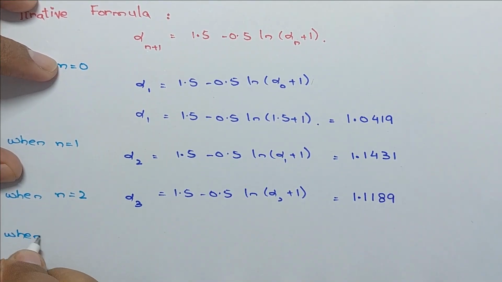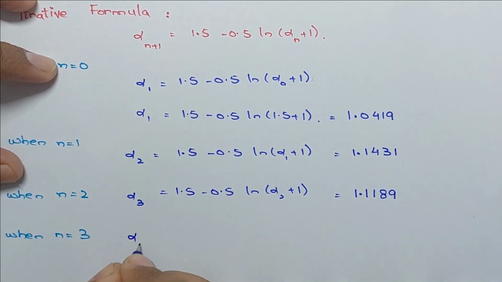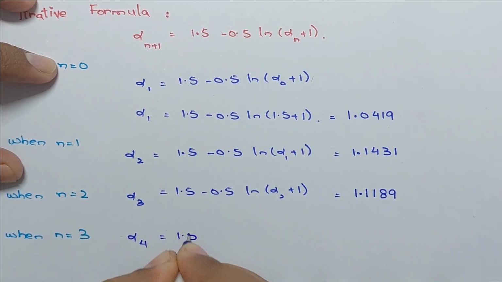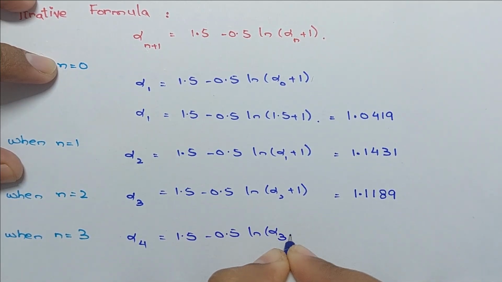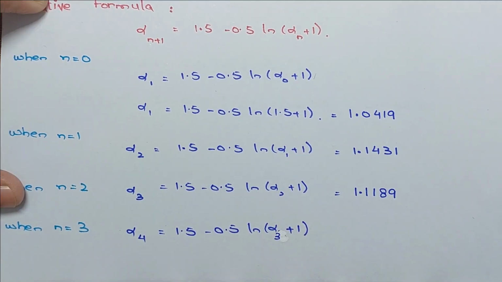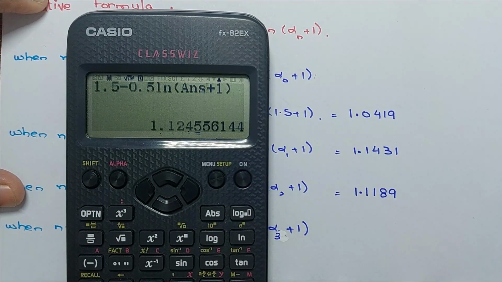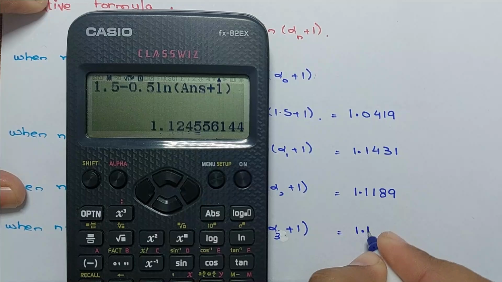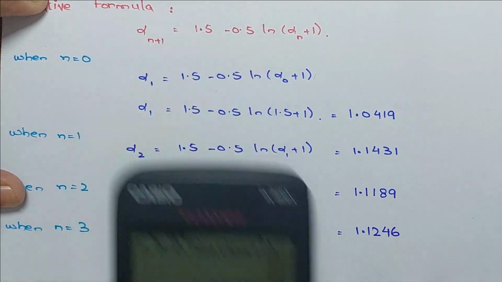Okay, let's make another iteration. When n value is 3, we have alpha 4. 1.5 minus 0.5 ln of alpha 2 plus 1. Sorry, alpha 3. Yes, alpha 3. I messed up. Again, alpha 3 is this value, so we have to replace this with the answer, which is 1.1246 if you round it.